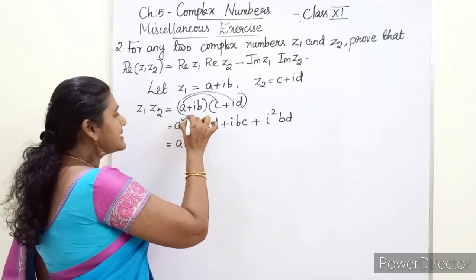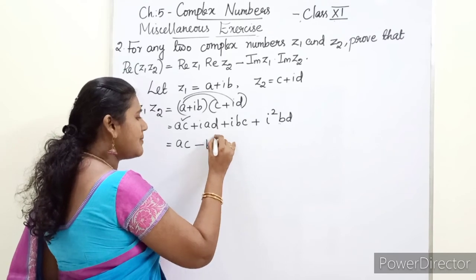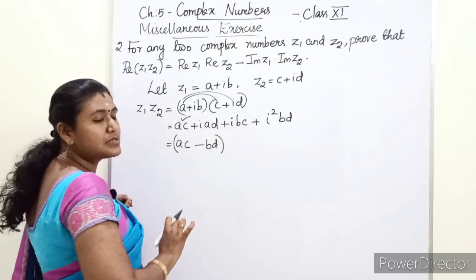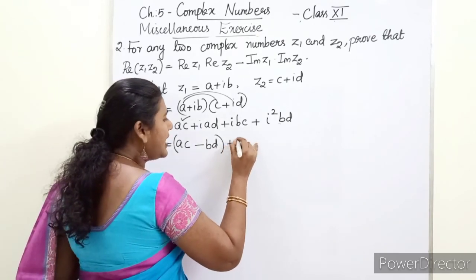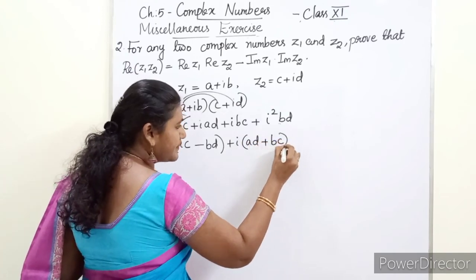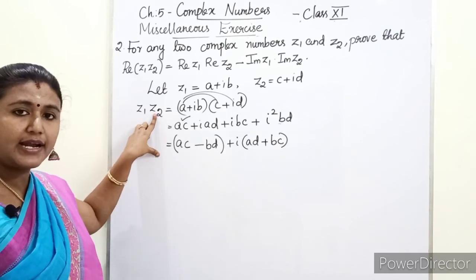So we can write this ac and this is minus bd. So ac minus bd is the real part, and from these two middle terms is the imaginary part. From that we will take i common. So i into (ad plus bc). So this is the product of z1 and z2.